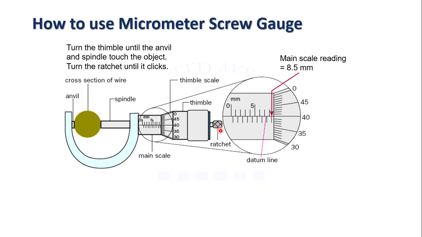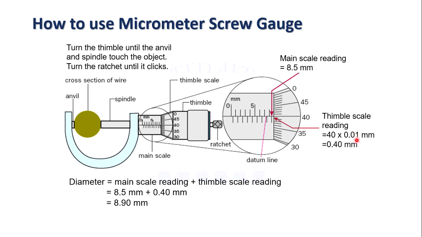रीडिंग कैसे लेनी है? You have to first see the reading on the main scale. यहाँ पे रीडिंग आपने सबसे पहले देखनी है इसकी पिच कितनी है. इसकी पिच है 0.5 millimeter. So you have to take the reading 6, 7, 8 and 8.5 is the main scale reading. Then you have to see कि सर्कुलर स्केल की कौन सी डिवीजन, कौन से नंबर वाली डिवीजन इस डेटम लाइन या इंडेक्स लाइन से मैच कर रही है. Here it is 40th, so you will multiply 40 with the least count of the screw gauge, that is 0.01 millimeter, and thus you get the thimble scale reading.